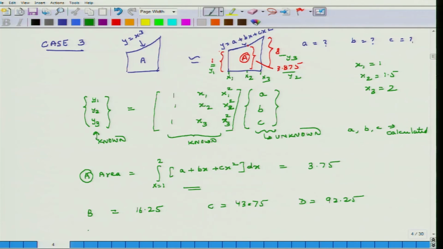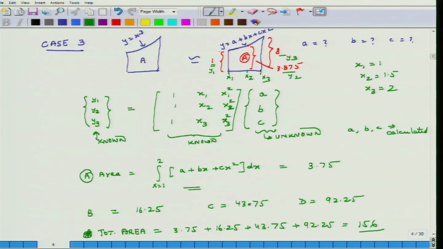Okay. And if I add up all these areas, then the total area I find that it is equal to 3.75 plus 16.25 plus 43.75 plus 92.25, and that comes out to be 156. Okay. So in this case it comes out to be the exact area which was computed earlier.